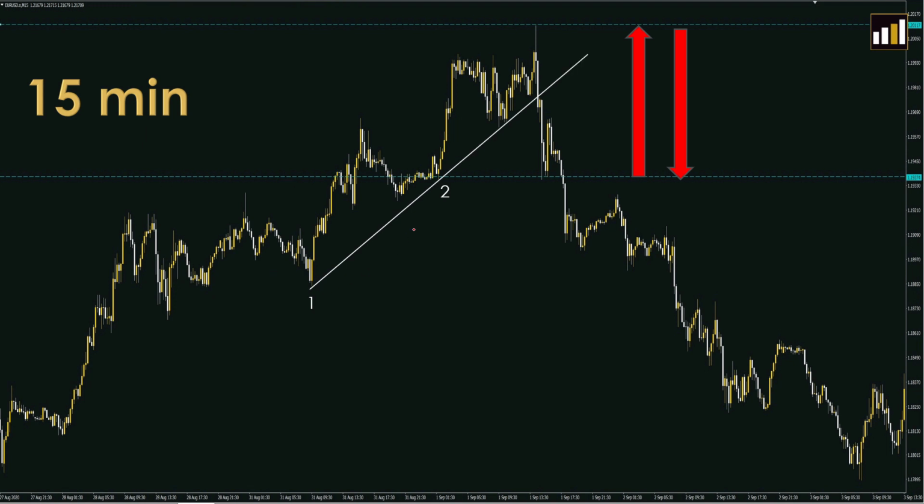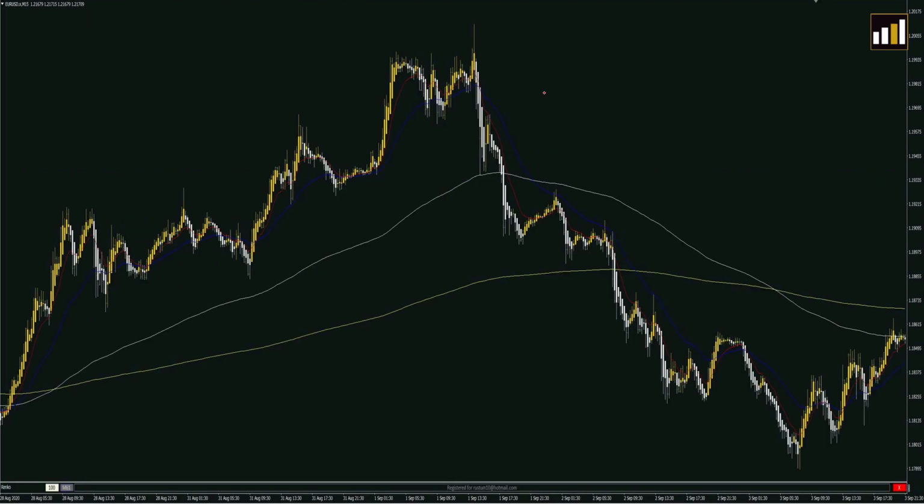You have your point 1, your point 2, and there is your break and your pullback. Just watch how nice this same chart looks on Heikinashi. That's your break. So this is the pattern we are looking for. And where are we looking for this pattern? We're looking for it at the points, at the extremes.